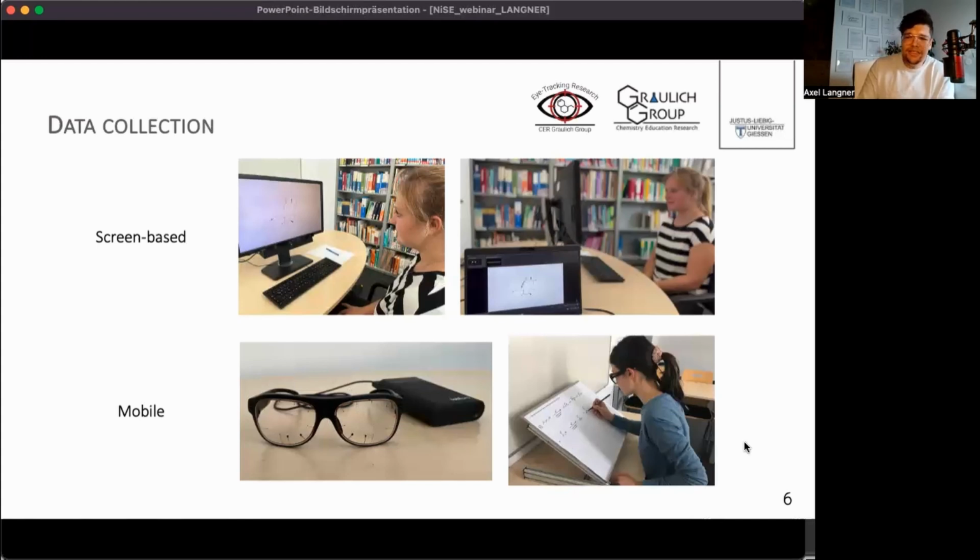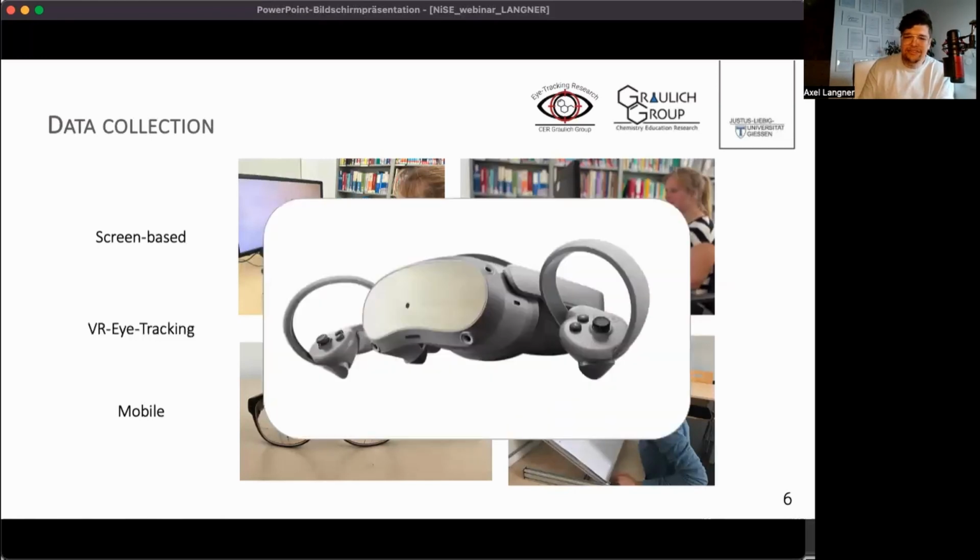And a newer application of this is kind of a merge between those two, screen-based and mobile eye tracking, which is just combining VR technology and eye tracking technology into one. So it's not like mobile eye tracking because it's not in the real world. It's more like screen-based because it's fixed and the participant is looking at the screen, but they can move in a simulation. So that's quite nice. That's something which is establishing currently.